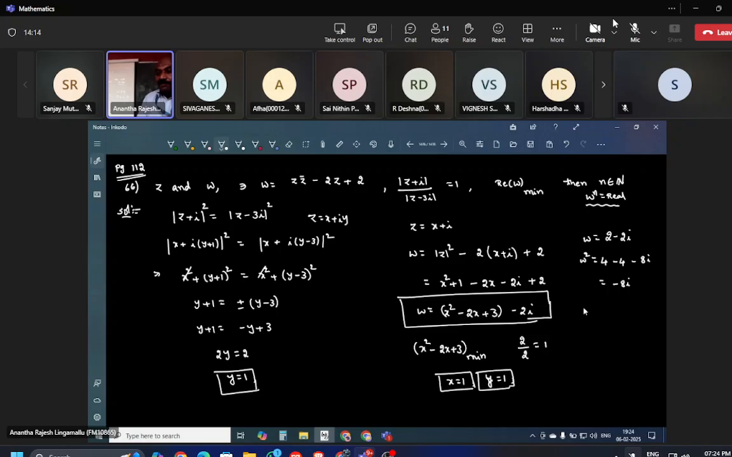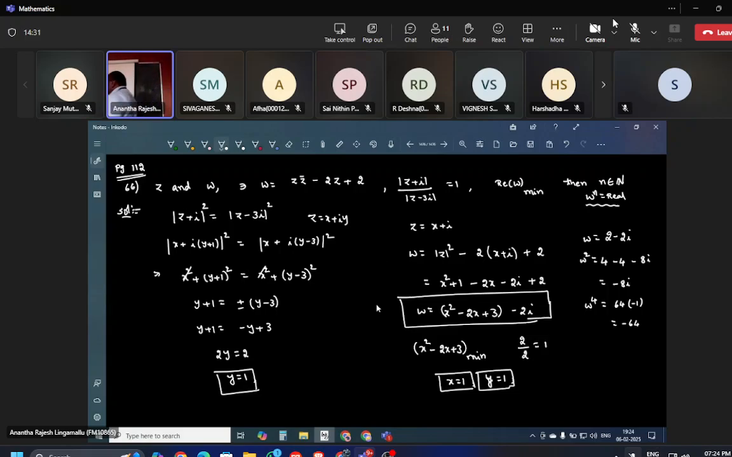But from here, if I square, what happens now? What is W power 4? Minus 8 whole square, 64 into minus 1. So is it a real number or not? That means the answer is what? Over. Check the answer. 4, correct or not?